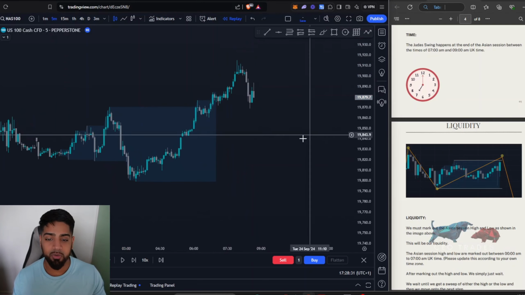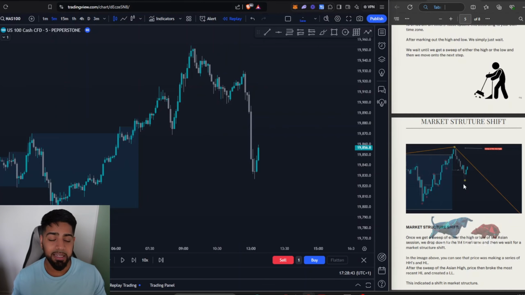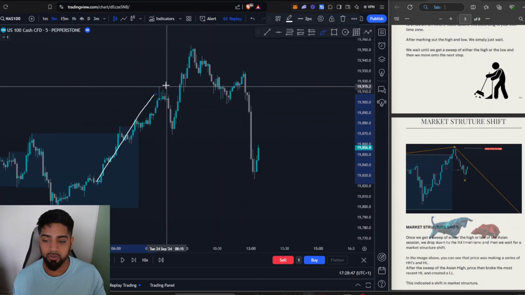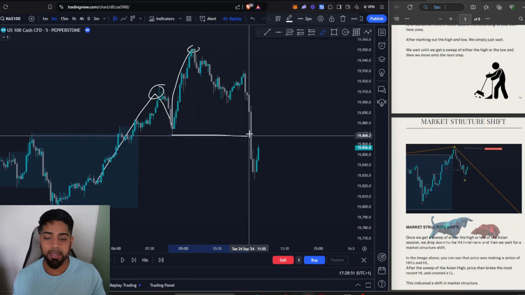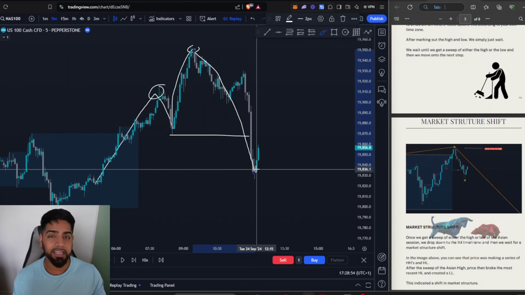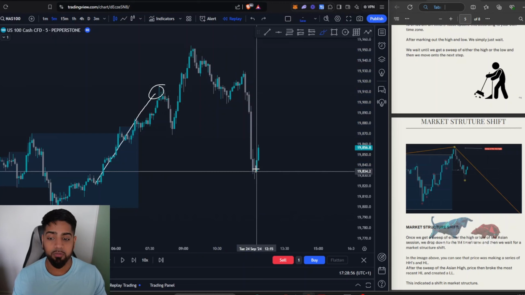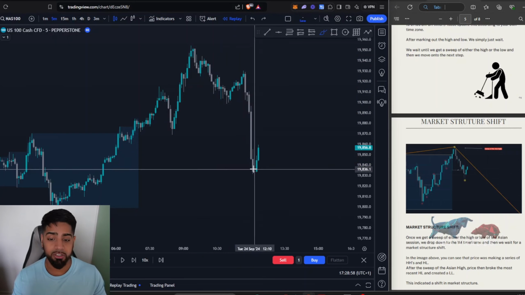And as we can see, we get a sweep of the highs right there. Next, we're going to wait for a market structure shift. So if we again identify our structural points, we can see that we've got a higher high, higher low, higher high, and then all the way down here, price comes and breaks and gives us a lower low. Therefore, price has shifted structure from bullish to bearish.